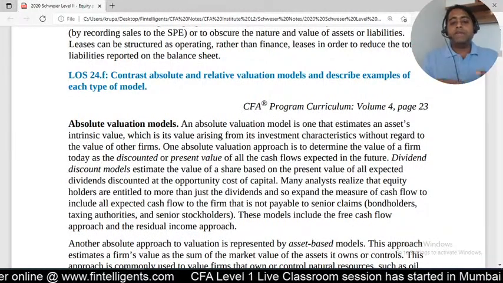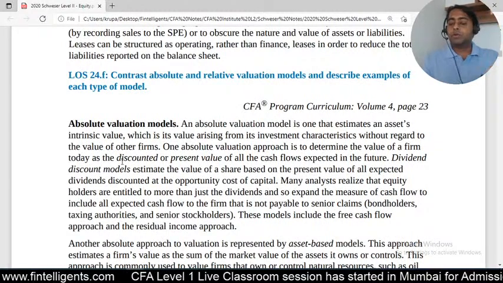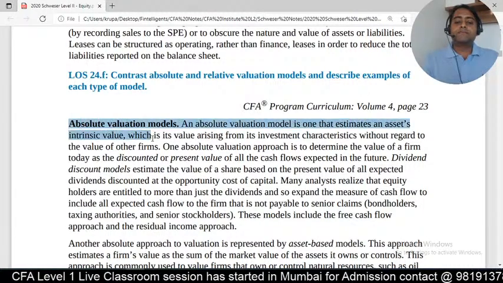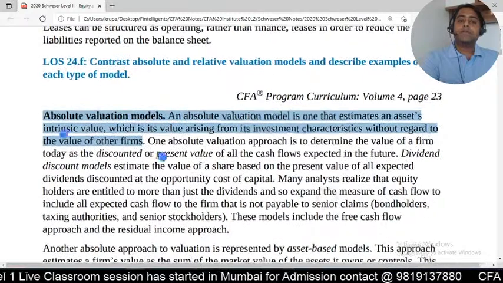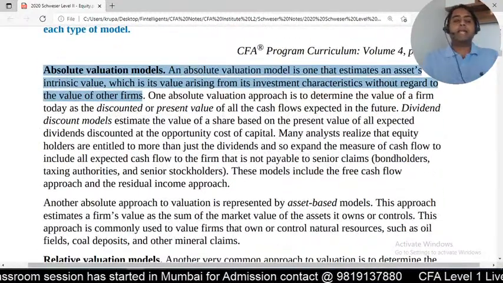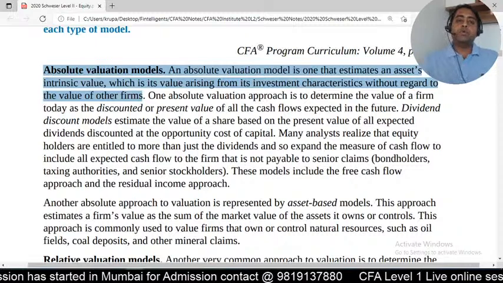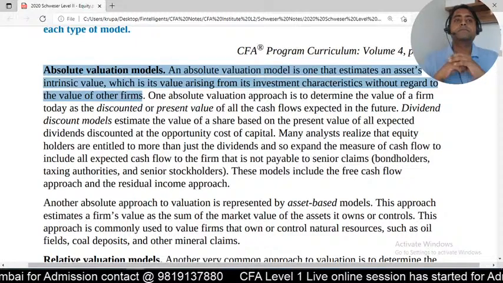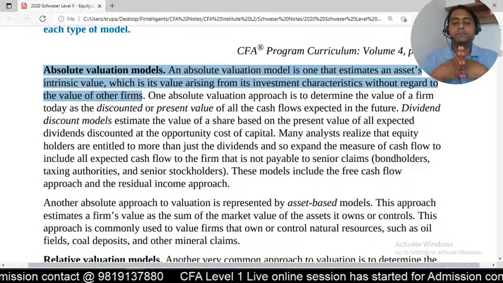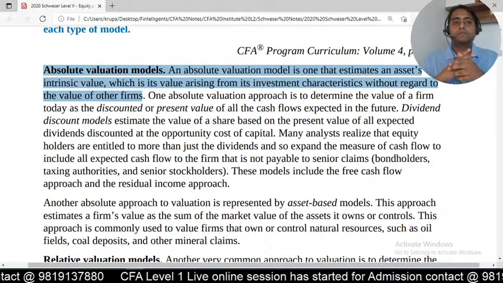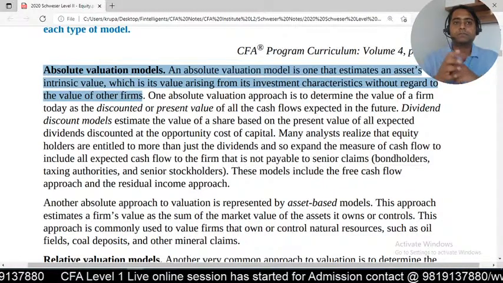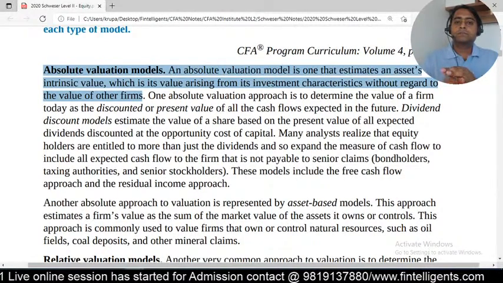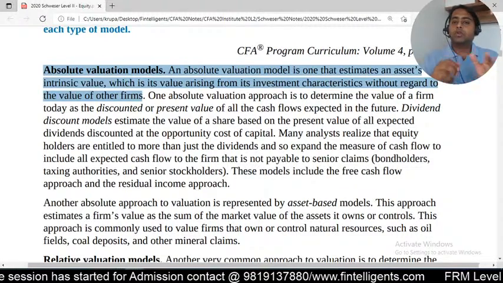Now, when we do absolute valuation, obviously we are going to be looking at those models which are going to come in your future chapters in equity. Let us look at the first 3 lines. Absolute valuation looks at the investment characteristics, cash flow, and risk, and tries to find the value of that investment. First 3 lines. All good?